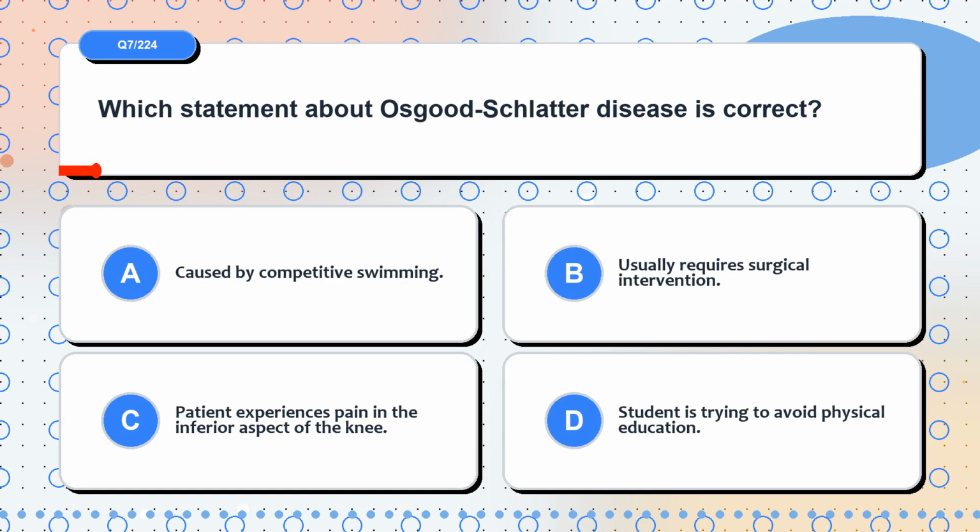Question 7. Which statement about Osgood-Schlatter disease is correct? Here are the options. Option A. Caused by competitive swimming. Option B. Usually requires surgical intervention. Option C. Patient experiences pain in the inferior aspect of the knee. Option D. Student is trying to avoid physical education.